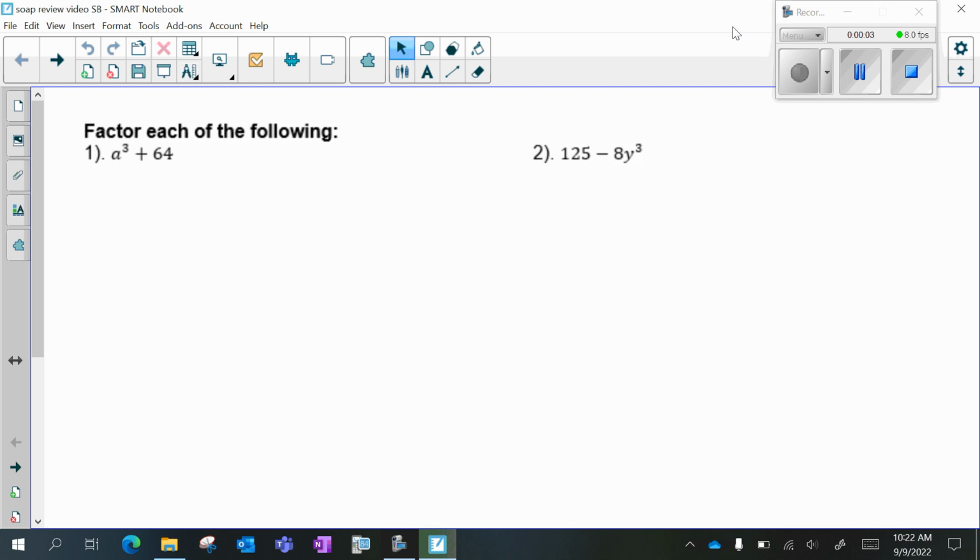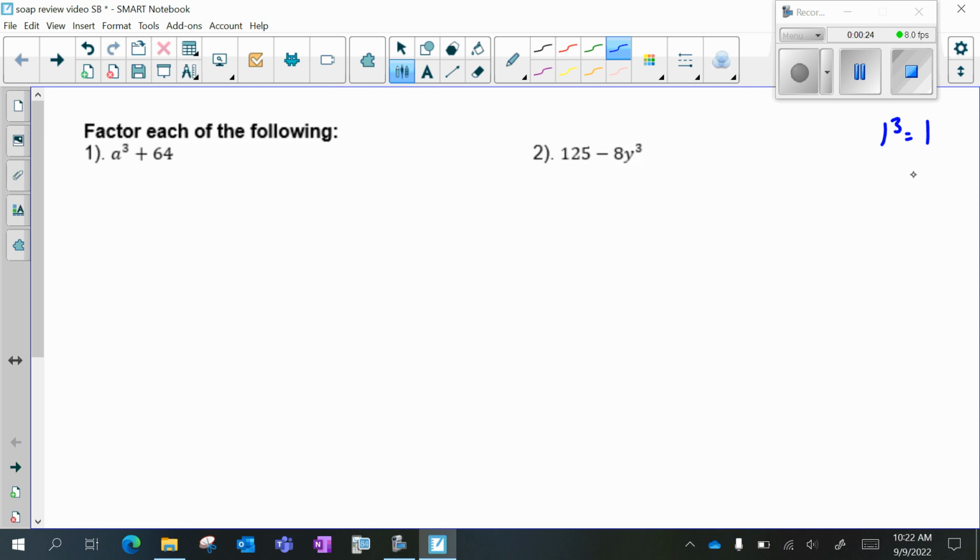So for this video, we are going to review how to factor the sum and difference of perfect cubes. For perfect squares, remember that it can only be the difference, the difference of two perfect squares. For cubes, it can be the sum or the difference. So you should get to know your perfect cubes if you don't already.